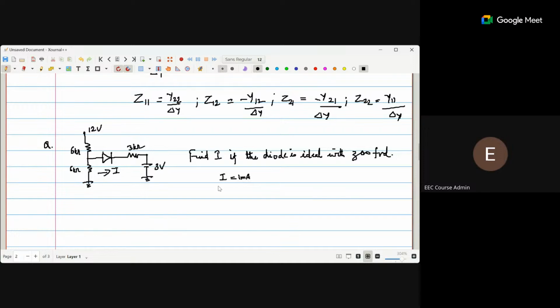So actually you will get I as 6 minus 3 by 3 kilo. Voltage at anode will be 12 into 6 by 6 plus 6.